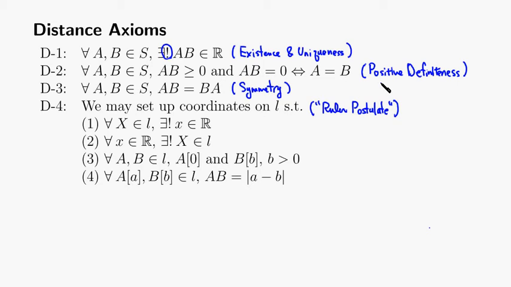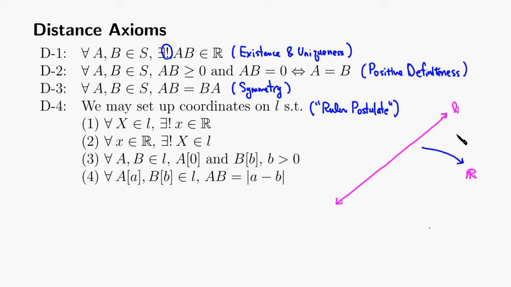Let's go through each part. Part number 1 says we may set up a coordinate on L. Say you have a line L. Then we can basically map the line to a real number line. So I'm going to say R. Then we have a mapping from the line to this set of all real numbers.